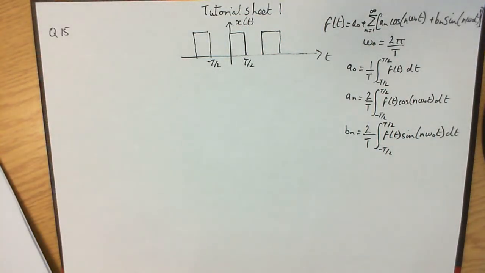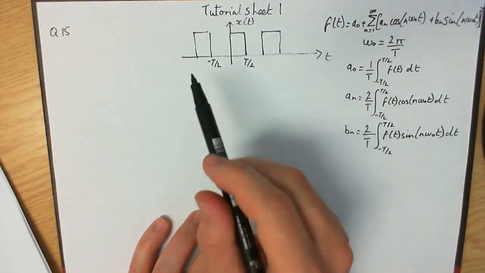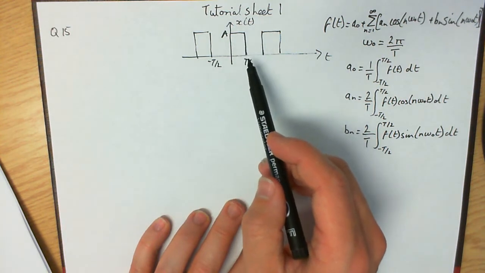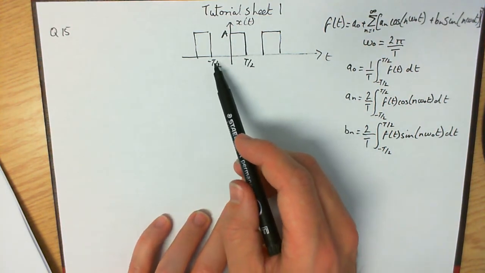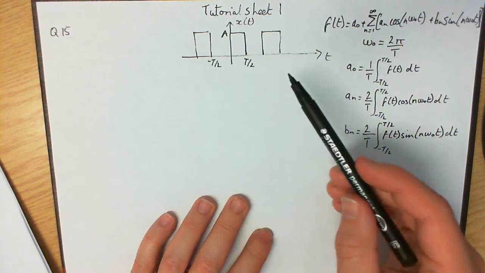Tutorial sheet 1, question 15. We're given this function x of t, which has an amplitude of A and is periodically repeating every T seconds, and we're asked to work out the Fourier series of this.